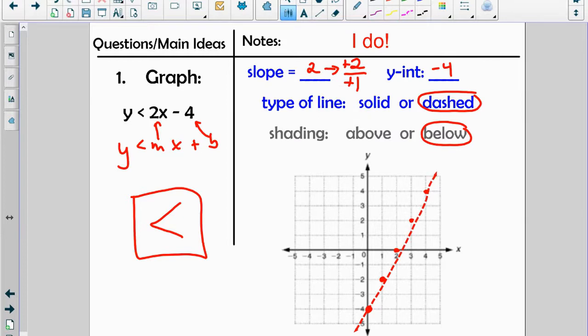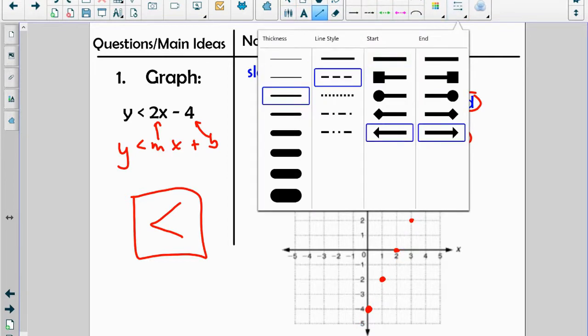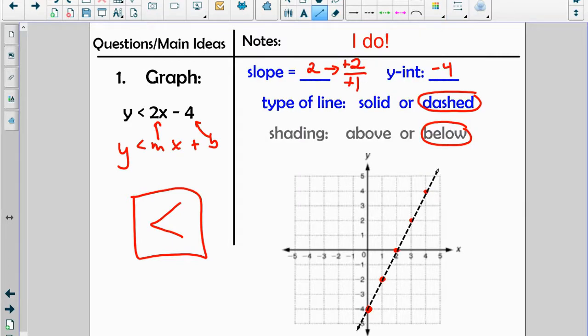That, however, was not straight. Try that again. Use my line drawing tool. I didn't realize I could do that with my writing tool. There we go. Much better that time. A nice straight line that goes through the y-intercept at -4.